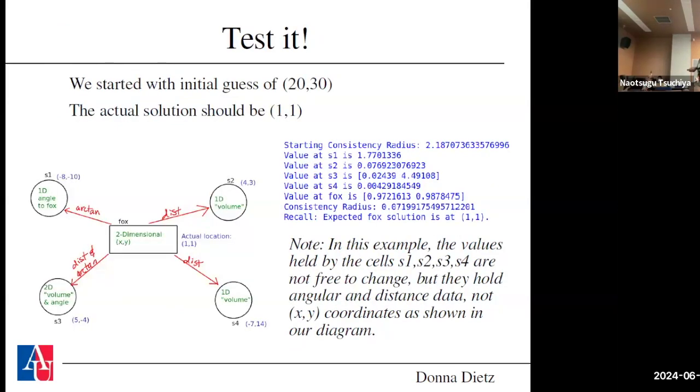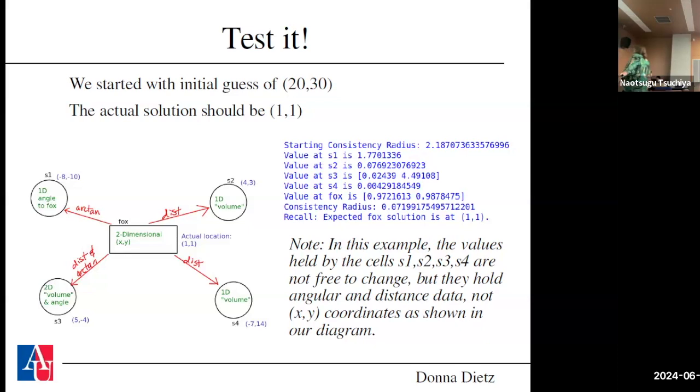Okay, so we test it. I started with an initial guess of 2030, which wasn't right. The fox is at 1.1. And then I started with a consistency radius of 2.17, and I optimized it and got a really low consistency radius. And you can see we actually did find the fox, as long as you consider 0.97 is close to 1 and 0.99 is close to 1. We found the fox. Okay, good enough for me.